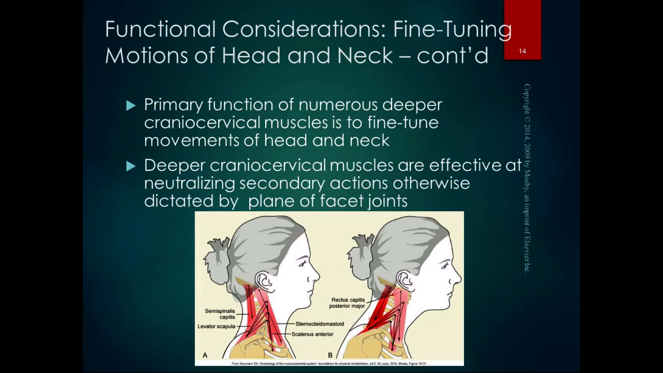So the primary function of the deep craniocervical muscles and the suboccipitals is to fine-tune those head motions. The deeper craniocervical muscles are effective at neutralizing secondary actions that are otherwise dictated by the plane of the facet joints. So we talked about that in relationship to other muscles. Some muscles are going to neutralize to keep the head and neck stable. A lot of times we need to stabilize our gaze so we can scan something or look for moving objects. And those muscles help a lot to neutralize secondary actions.